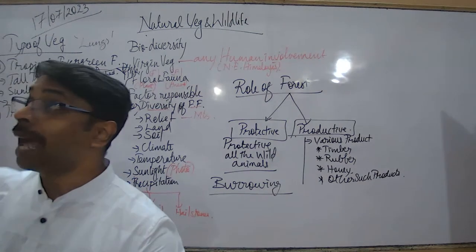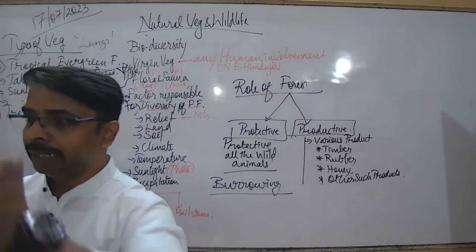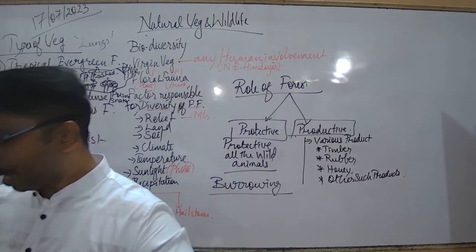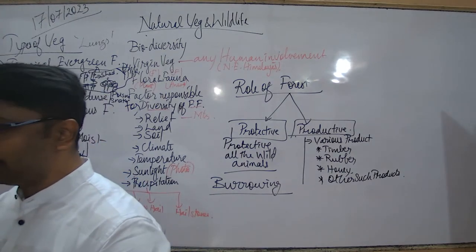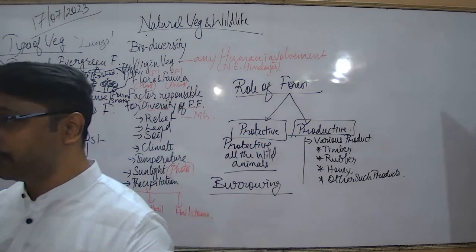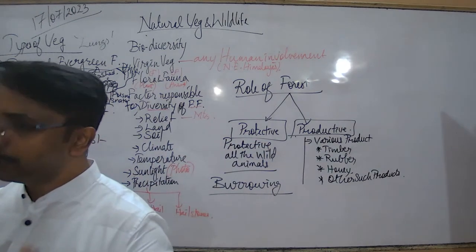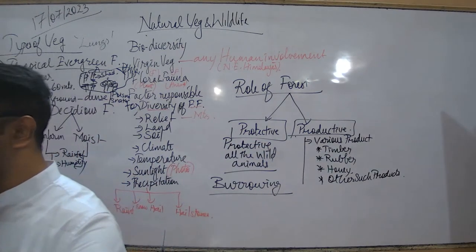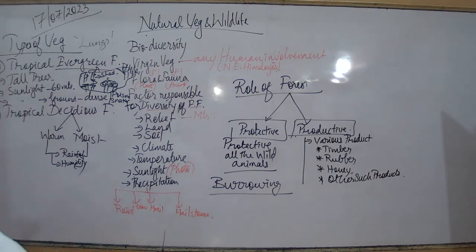Why? At a higher altitude, the needle-like leaf. At lower altitude, matlab ground level par, the broad leaf trees. But all are which forest? Mountain forest. But three altitudes they have given. Altitude mein animal-like bhi change hoga and plant-like bhi change. Let's proceed. That is 1000 to 2000 meters.